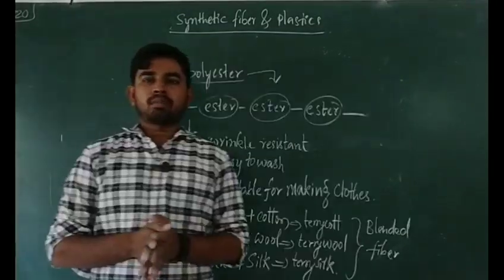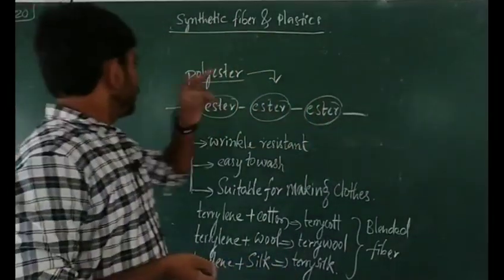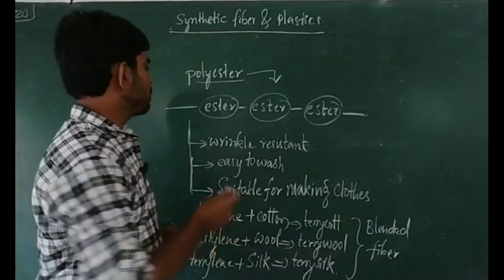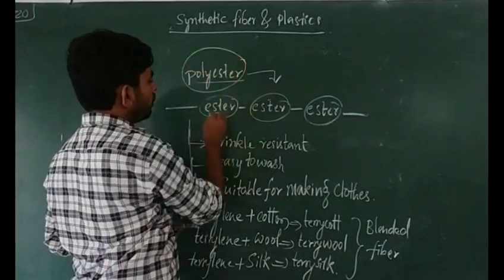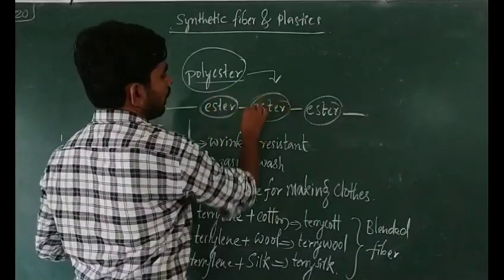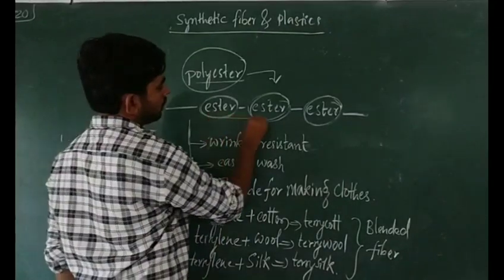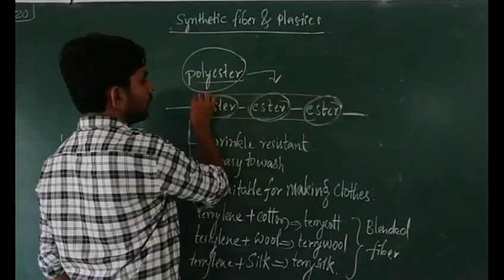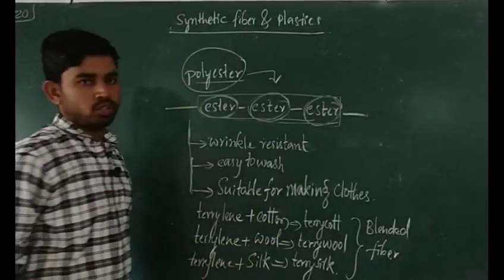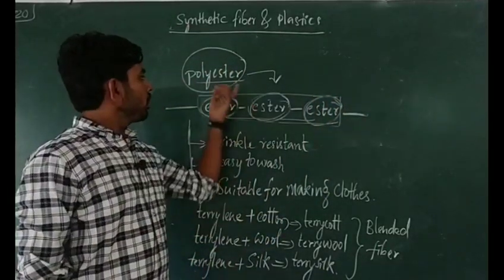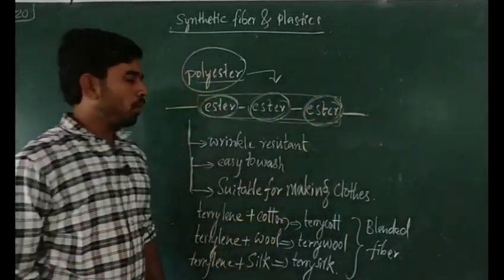Next synthetic fiber. Now we are going to discuss one more kind of synthetic fiber, that is polyester. How is polyester prepared? Remember, polyester is made up of n number of monomers called ester. N number of monomers are joined together and form a single large chain-like structure called polyester. Which is the monomer in polyester? Nothing but ester.